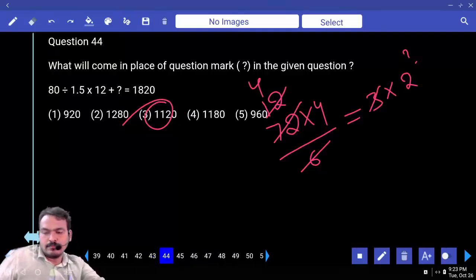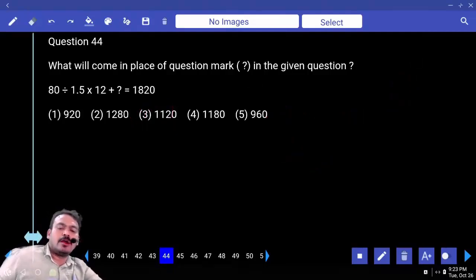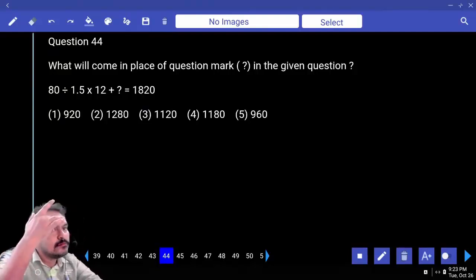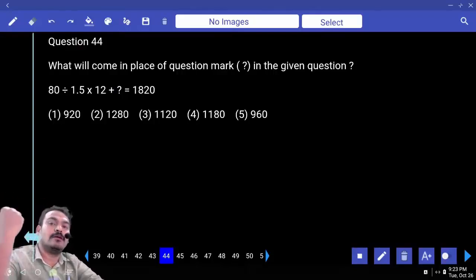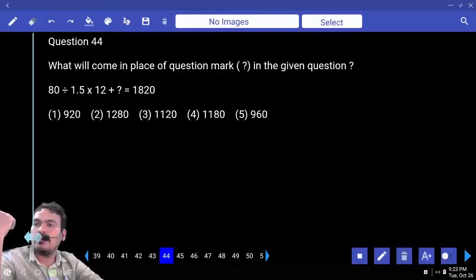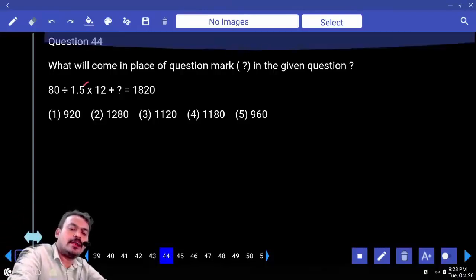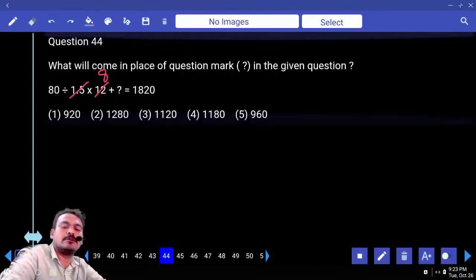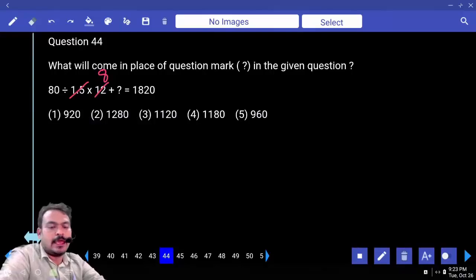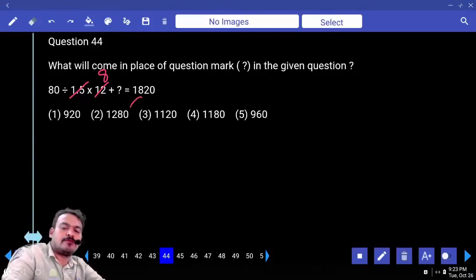Next, 44. 80 divided by 1.5 into 12. First of all, what is the 1 and half double? 3. 3 double? 6. 6 double? 12. Means 1 and half, 12 is almost how many times? 8 times, or not? 80 into 8 is 640, or not? That 640 will be subtracted from which one?